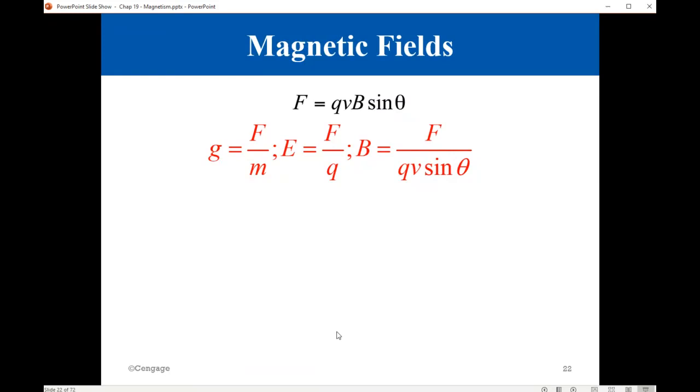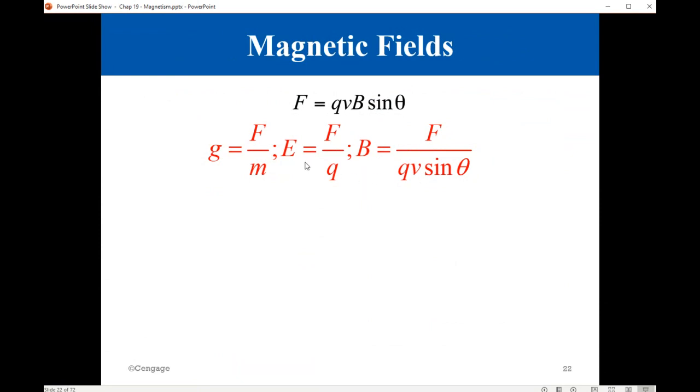In general, whenever there is a charge Q moving with velocity V in a magnetic field B, the force exerted by the field B on the charge Q can be calculated from this equation, QVB sine theta. So from this equation, we may define the magnetic field B as force per unit charge per unit velocity, and it also depends on sine of the angle between V and B.